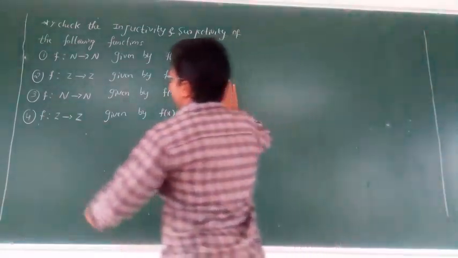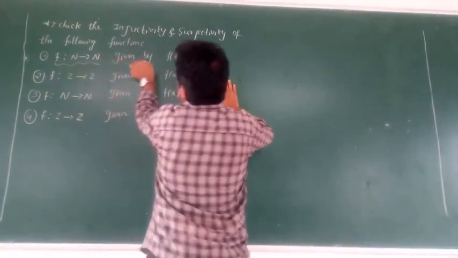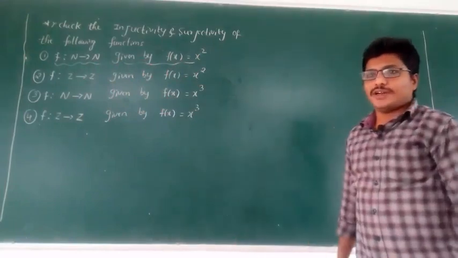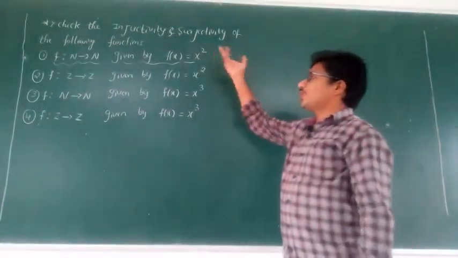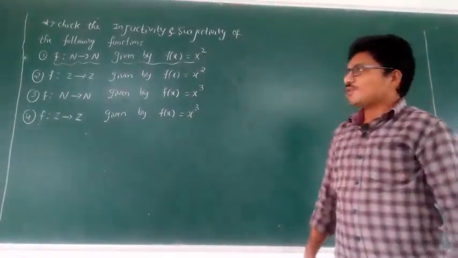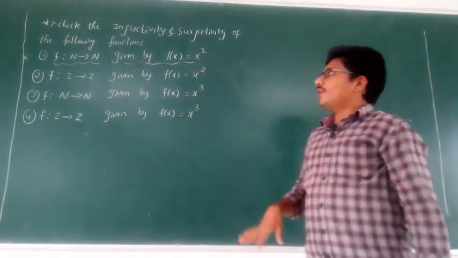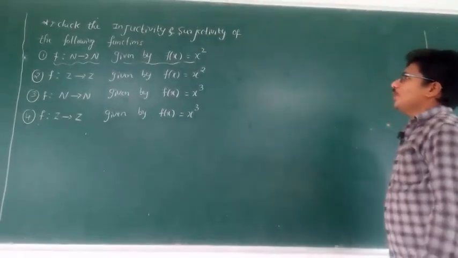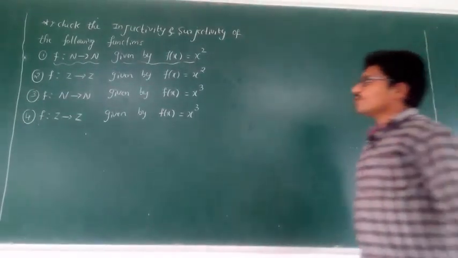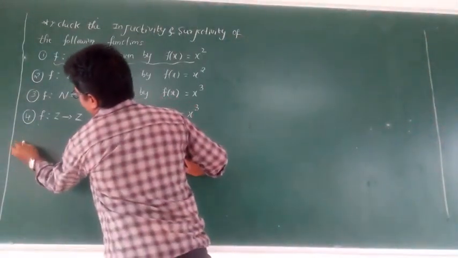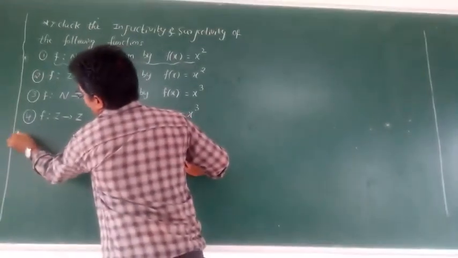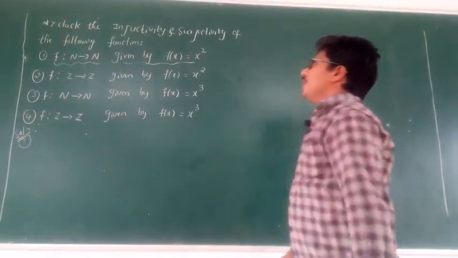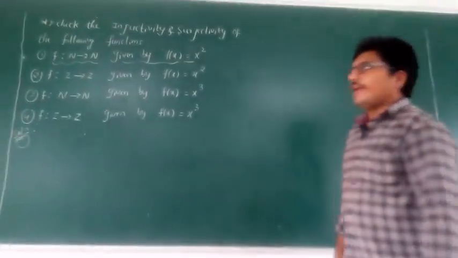The first question is f from N to N given by f of x equals x square. This is asked for 2 marks or 3 marks questions everywhere. How do we solve this one? The first question's solution: f from N to N given by f of x is equal to x square.